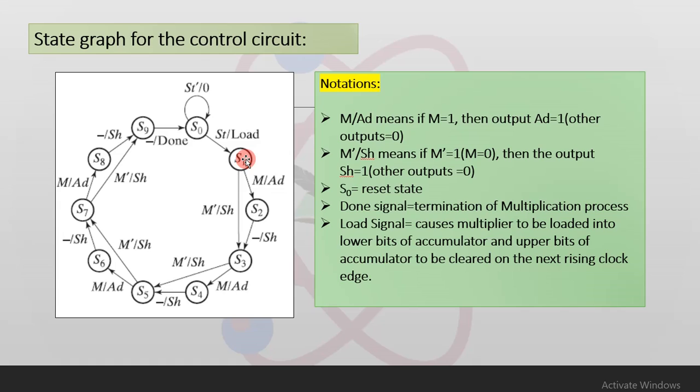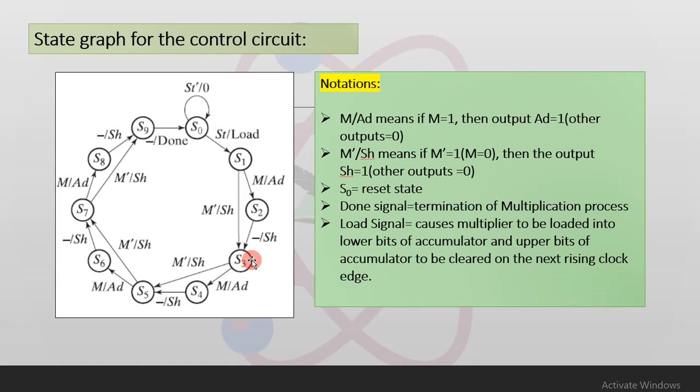So the lower order bit of the multiplier, that is m, will be tested. If m is equal to 1, an add signal is generated and then a shift signal is generated in S2. If m is equal to 0, a shift signal is generated because adding 0 can be omitted. Similarly in the states S3, S5 and S7, each time you are going to test for m, to determine whether to generate an add signal followed by a shift or just a shift signal.